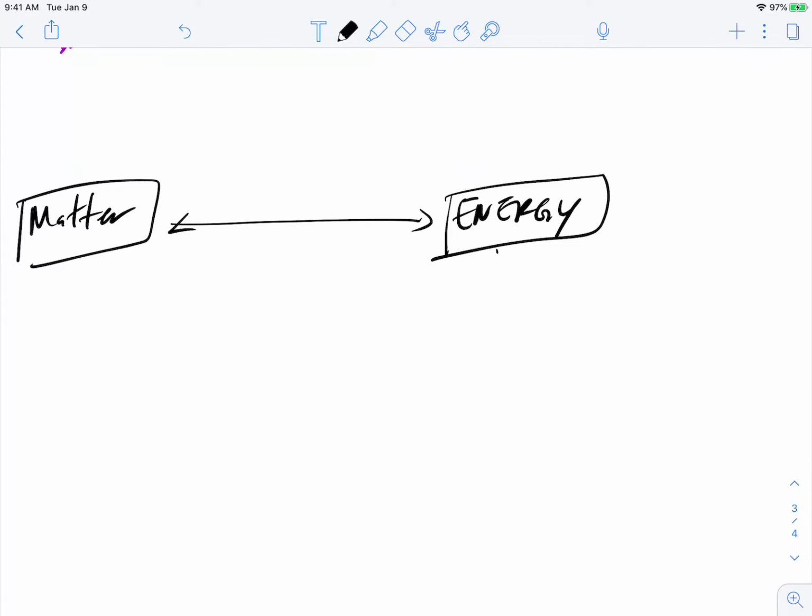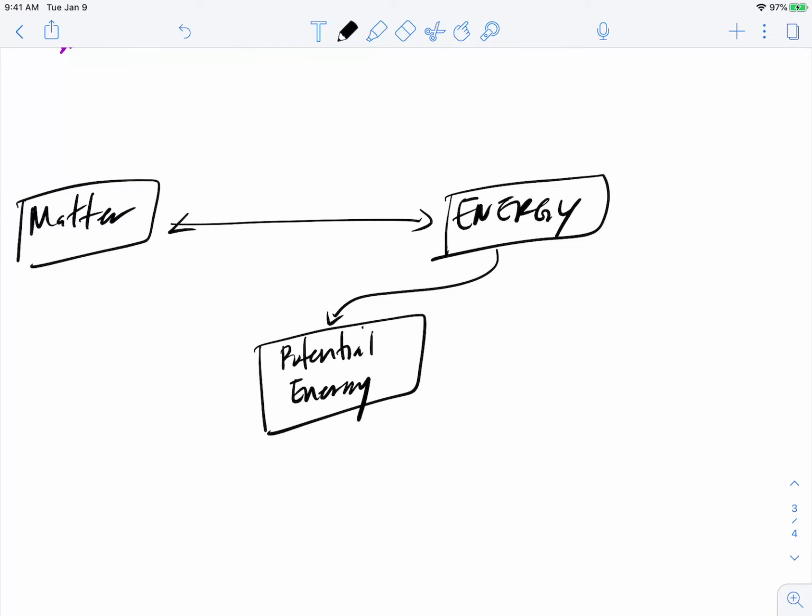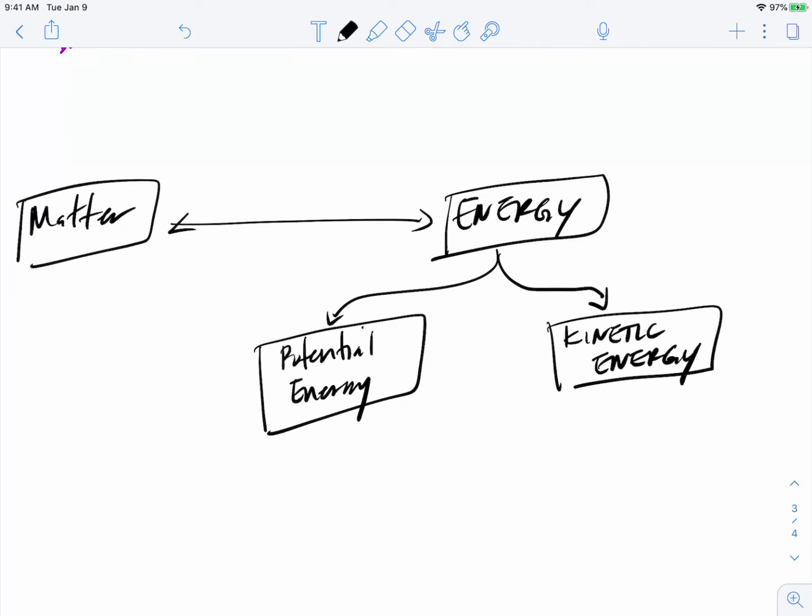In this class, the two main types that we'll be looking at are potential energy and kinetic energy. Now, kinetic energy is generally associated with motion or translation with reference to something. So it could be gas molecules moving around, flying around in a container. It could be liquid molecules moving around in the bulk solution. But generally, that's all we'll be looking at.